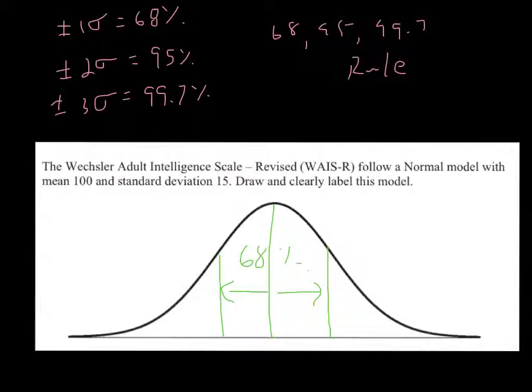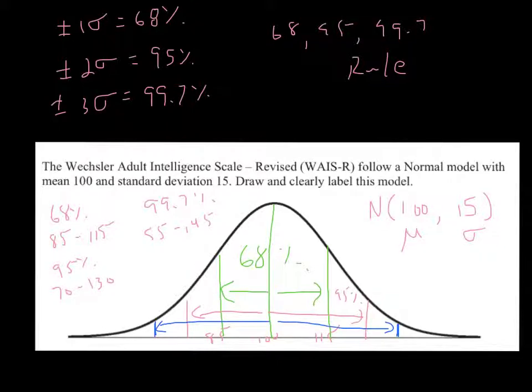Now, if we were to look at what we have here, the Wechsler Adult Intelligence Scale, right? It follows a normal model. Intelligence is normally distributed, and it has a mean of 100 and a standard deviation of 15, mu and sigma. So the mean is 100, and then this is 115, and when we subtract, we go to 85. So what we're saying is that 68% of adults have an intelligence score of somewhere between 85 and 115. I know it's hard to believe. If you talk to some adults, you wonder, is this really right?